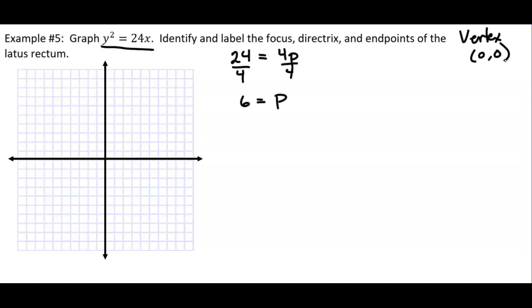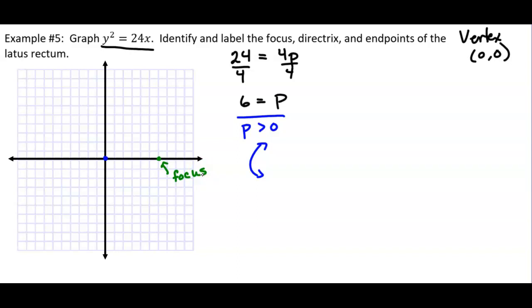So my vertex is here. I do want to draw my vertex. So there it is. My p is positive, right? So since p is greater than 0, it's going to be opening this way, okay? So I'm going to count my units, 1, 2, 3, 4, 5, 6, and I'm going to graph the focus. So right there, that's the focus. They asked me to graph it and label it. So that's the focus. The focus is not on the parabola.